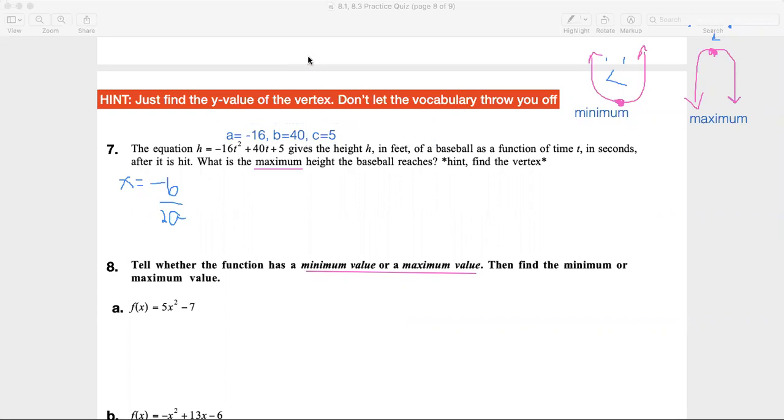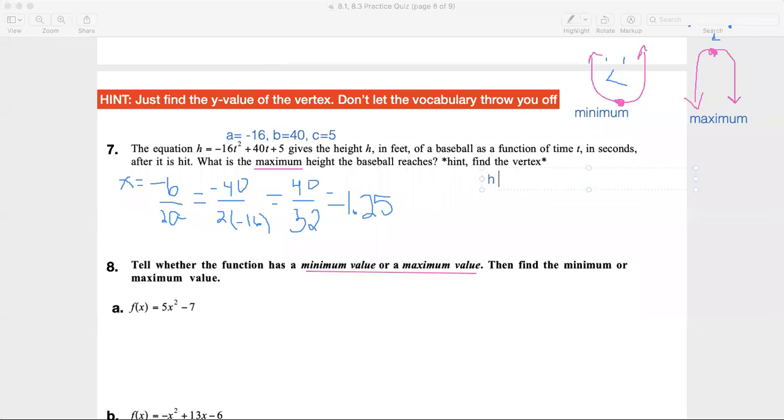Okay. So then if we simplify this out, it would be negative 40 over 2 times negative 16. So 2 negatives make a positive, so this would be 40 over 32. And I'm going to turn this into a decimal. 40 divided by 32 is 1.25. All right, so that's your line of symmetry. That's the x value of the vertex. Let's find the y value. So I'm going to plug that in, okay?